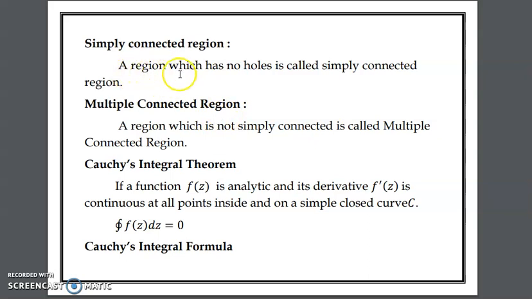Simply connected region: a region which has no holes is called a simply connected region. Multiple connected region: a region which is not simply connected is called a multiple connected region. Cauchy integral theorem: if a function f of z is analytic and its derivative f dash of z is continuous at all points inside and on a simple closed curve C, then integral f of z dz equals 0.